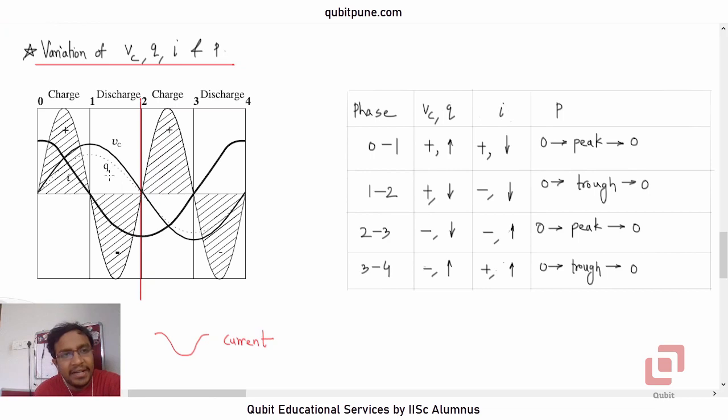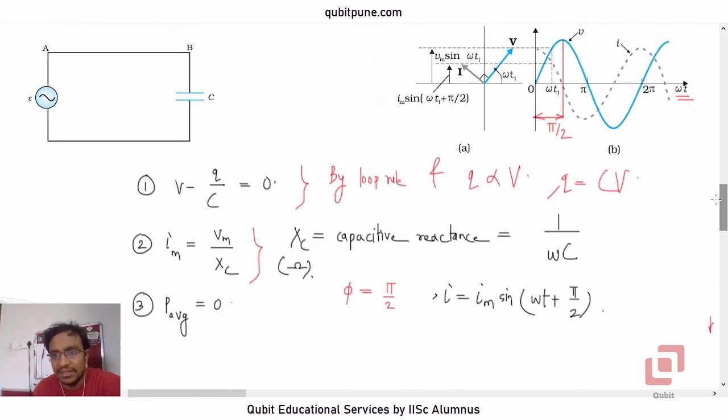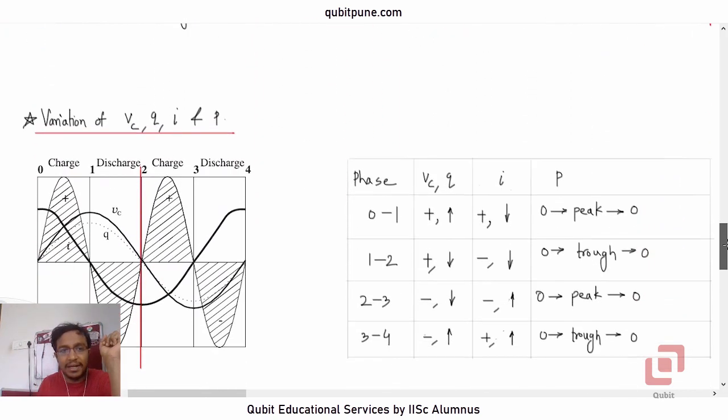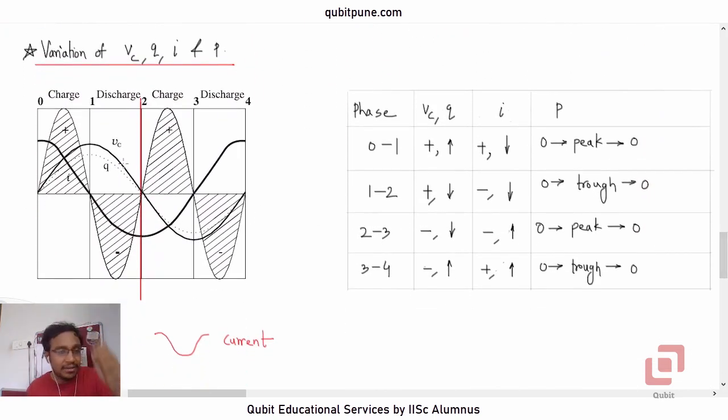The voltage and the charge, they are in phase, isn't it? The voltage and the charge, they are in phase. Q is directly proportional to V. In the first figure, for inductive, it was flux and current. They are in phase. In this case, charge and voltage, they are in phase, right? Okay, and this is the power curve.